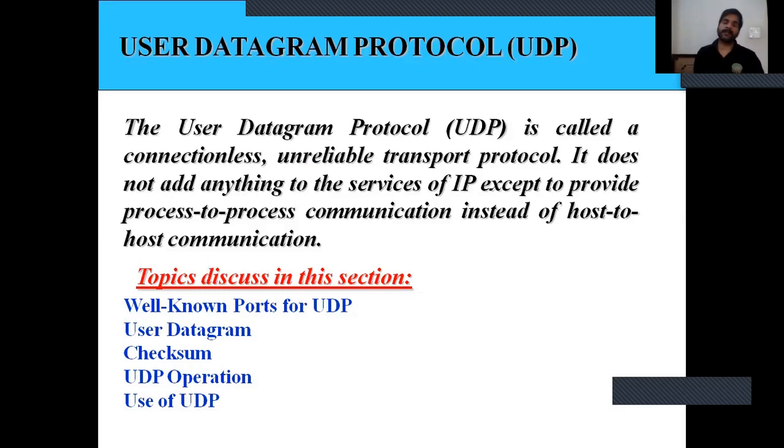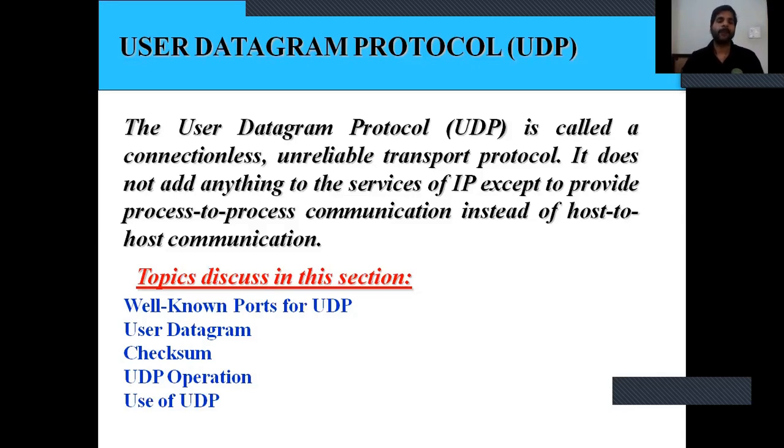Next, the important protocols used in the transport layer. First is UDP. UDP full form is User Datagram Protocol. It is also called a connectionless or unreliable transport protocol. It does not add anything to the services of IP except providing process to process communication instead of host to host communication.